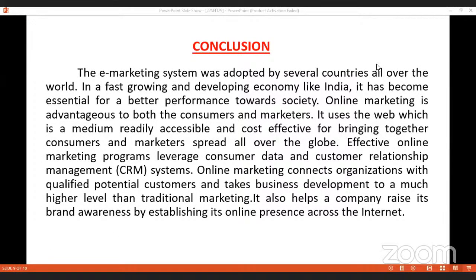And we conclude that the e-marketing system, adopted by several countries all over the world in fast-growing and developing economies like India, has become essential for better performance of a society. Online marketing is advantageous to both consumers and marketers. It uses the web, a medium really accessible and cost-effective for bringing together consumers and marketers spread all over the globe. Effective online marketing programs leverage consumer data and customer relationship management systems. Online marketing connects organizations with qualified potential customers and takes business development to a much higher level than traditional marketing. It also helps a company raise its brand awareness by establishing its online presence across the internet.